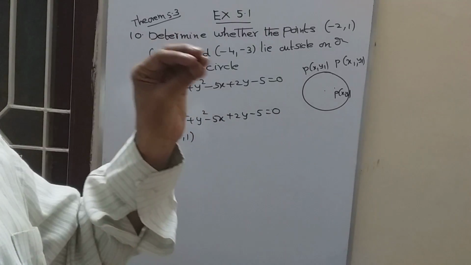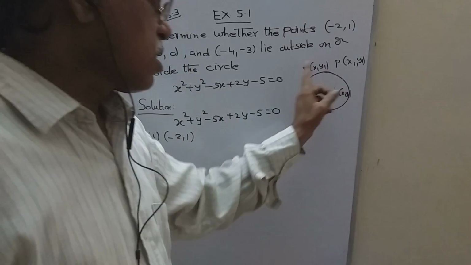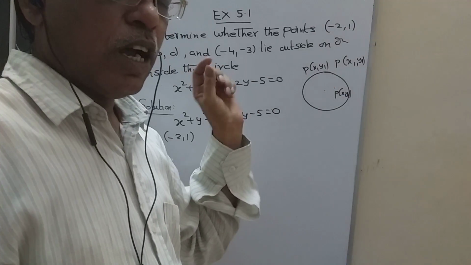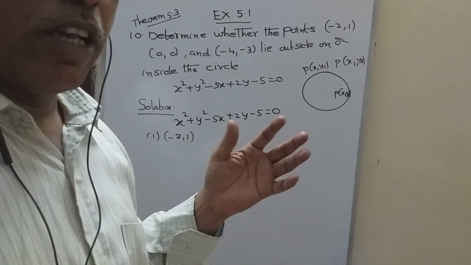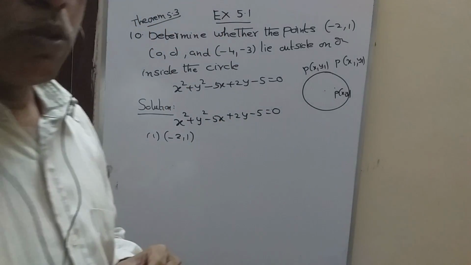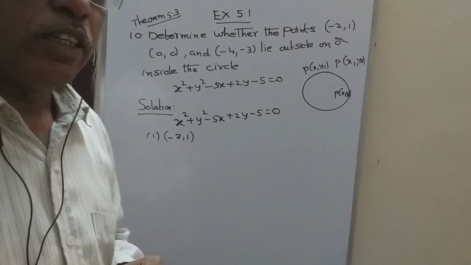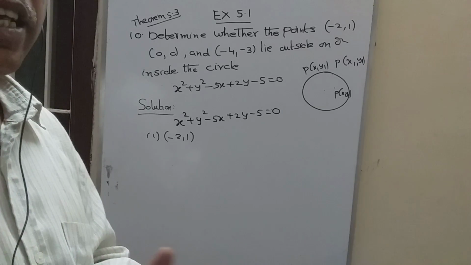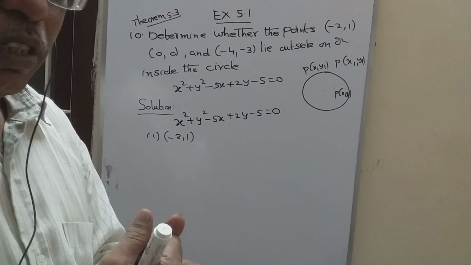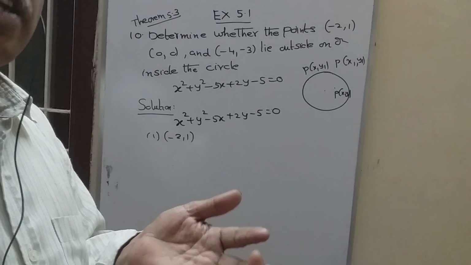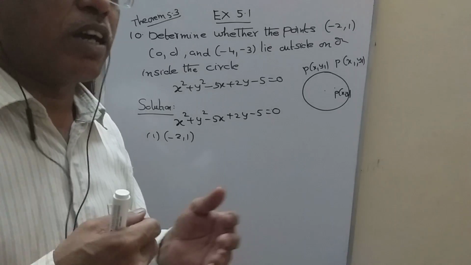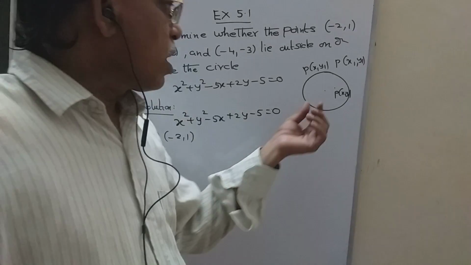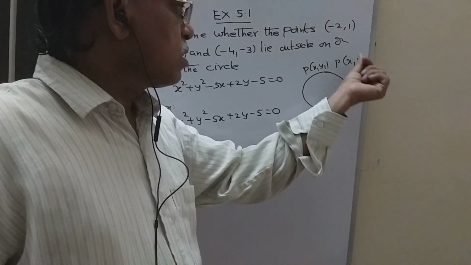That means one circle is given, and 3 points are given. Then you need to identify where those points lie: outside the circle, inside the circle, or on the circle. That we have to find. Okay, see, these are the 3 cases, students.